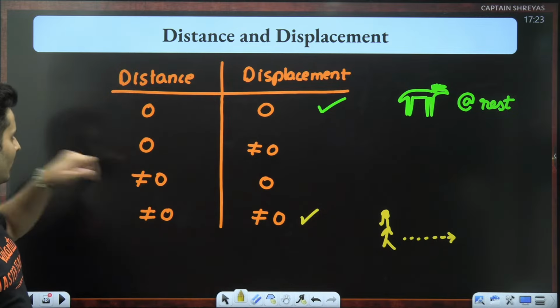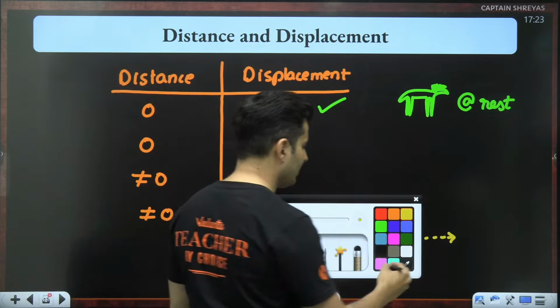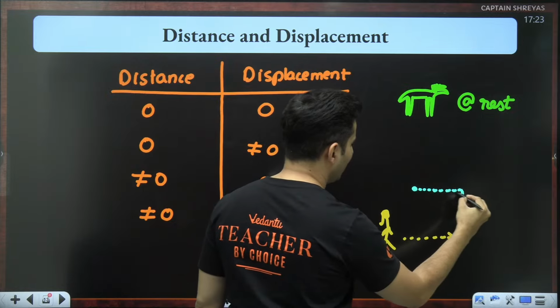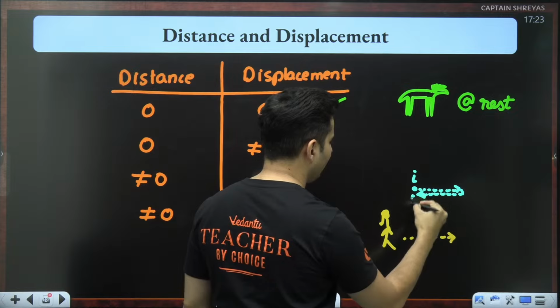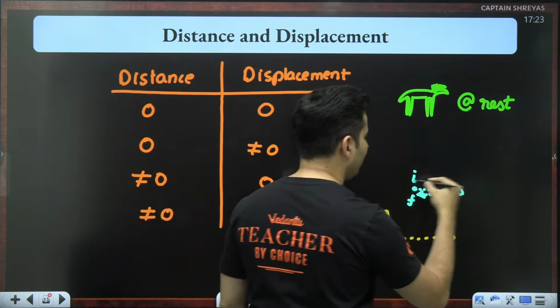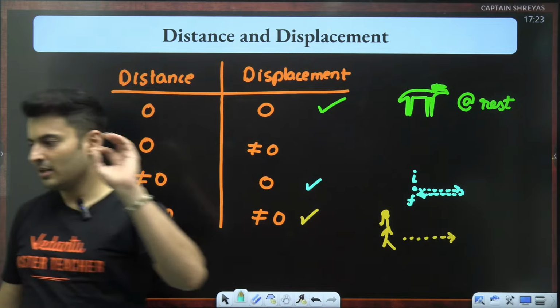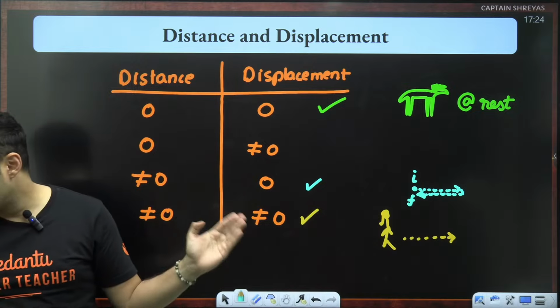What about these two? Distance is not 0, but displacement is 0. I think this is also possible, guys. Just think about it. You went here and you came back to the same point. Initial and final location are same. Then this is possible. You have traveled something, but displacement is 0. Very good. Most of you have got the answer.